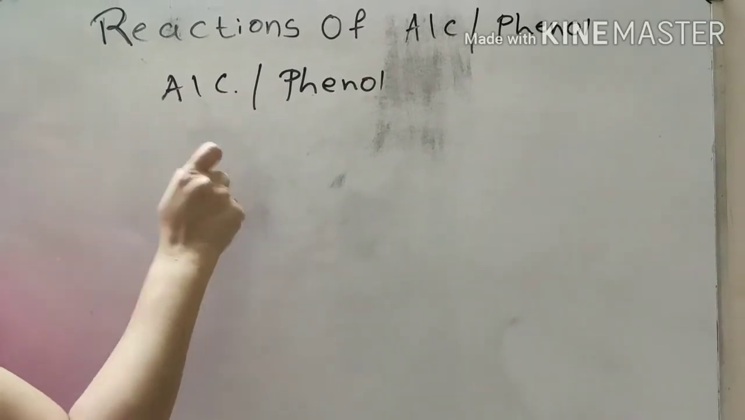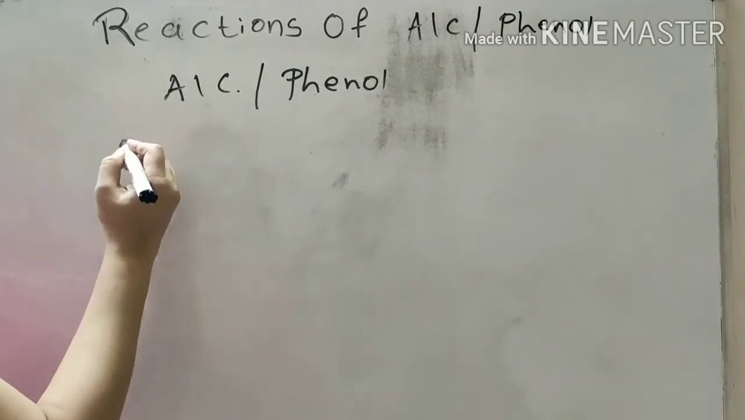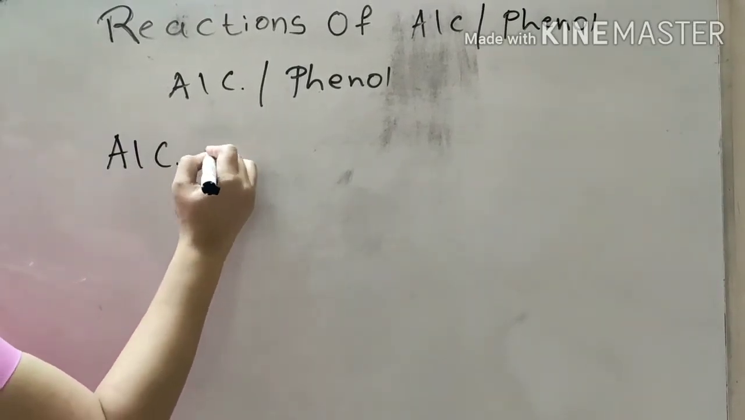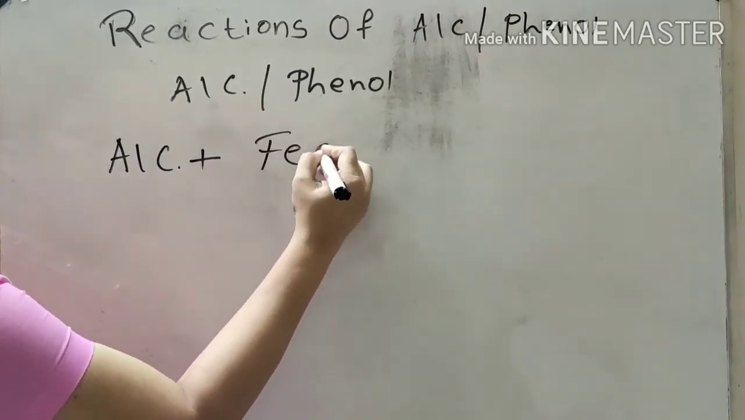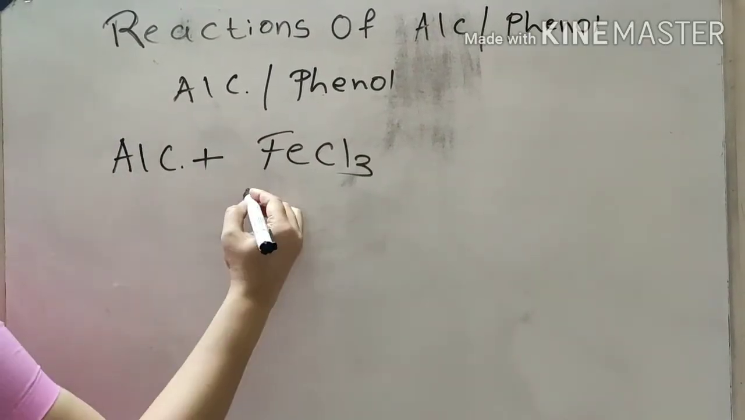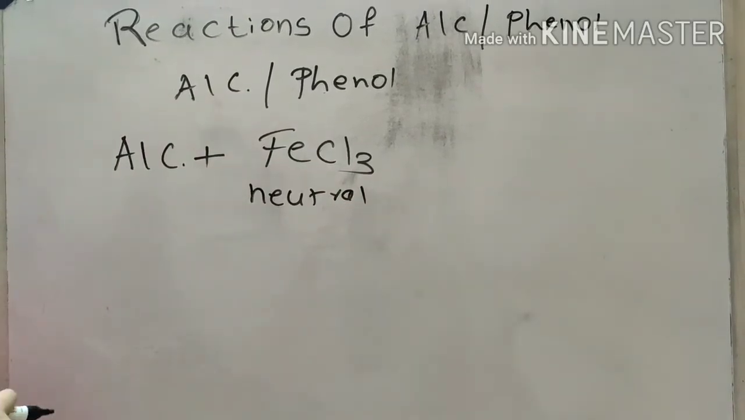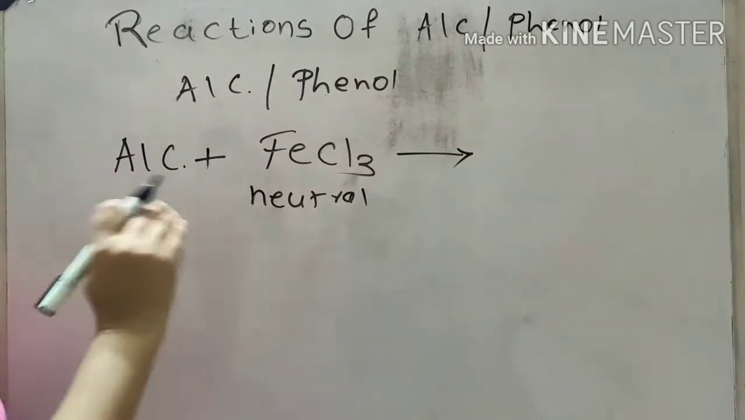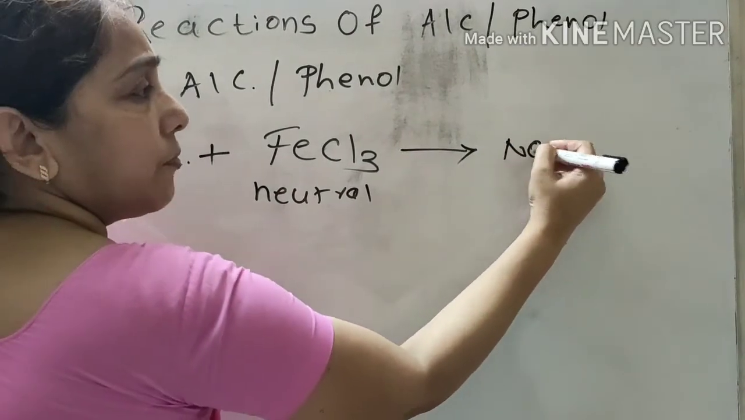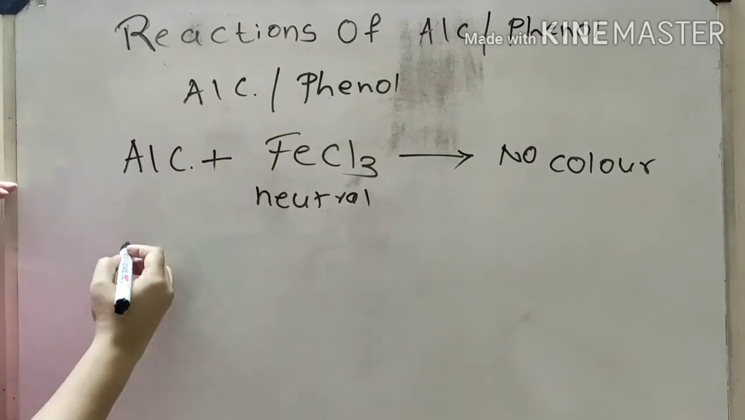For that answer, we have to write the reaction. Suppose we use alcohol, it reacts with FeCl3. If we use neutral FeCl3, then there is no color change there. No color change there.